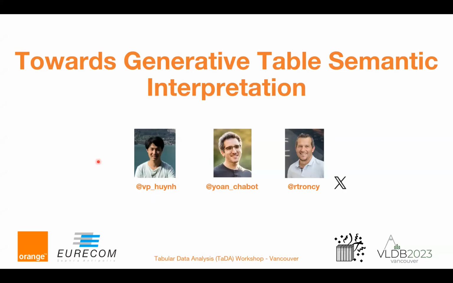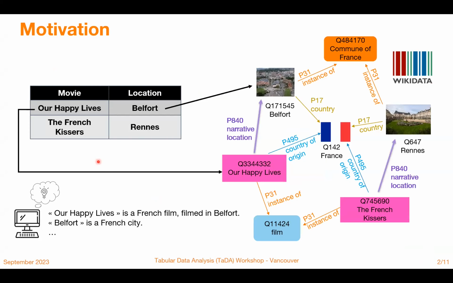In this talk, I present our vision towards a generative approach for table semantic interpretation. What motivates us? Nowadays, the table is one of the most popular data structures used to present and store information on the web. However, despite its massive amount and human reliability, a table may be insufficiently interpreted. Our goal is to understand the semantics of the table by linking the elements in the table to entities or relations in a knowledge graph.